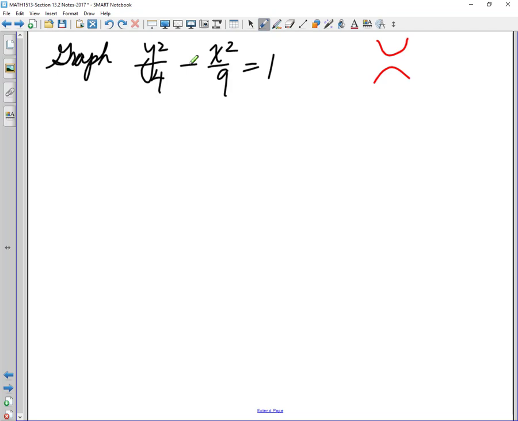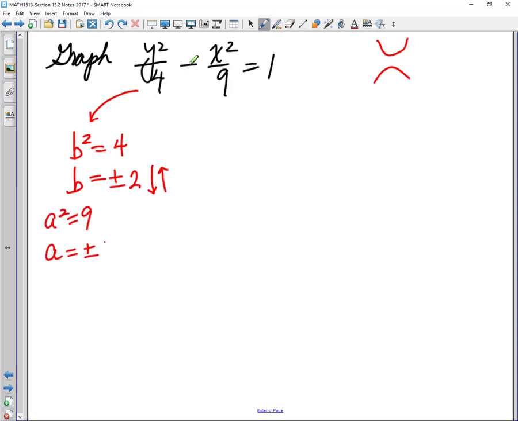Now, next, you want to know what your boundaries are going to be for that graph. So the 4 that you see right here, and I don't care whether you call it b squared or a squared, will give you b squared equals 4. So that's going to give you b equals positive and negative 2. Since it is underneath the y squared, it means 2 units down and 2 units up. Now we have a squared equals 9, and that gives me a equals positive and negative 3. That means 3 units to the right and 3 units to the left from the graph.